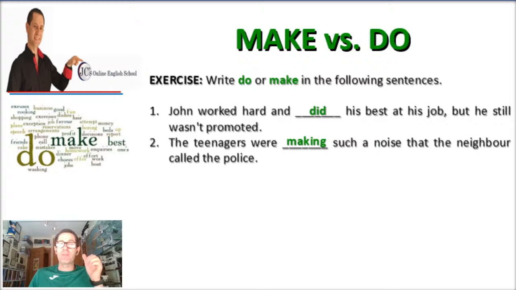To make a noise. So remember, the first one is to do your best. Number 2, to make a noise. Of course, you need to conjugate it according to the sentence. So repeat after me. To do your best. To make a noise. To do your best to make a noise.